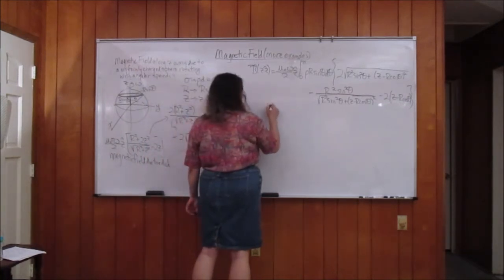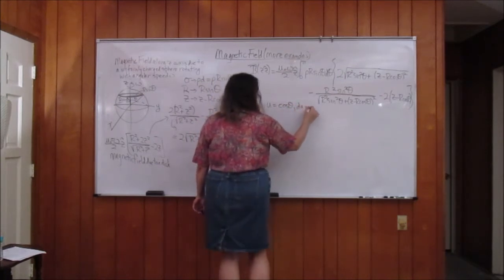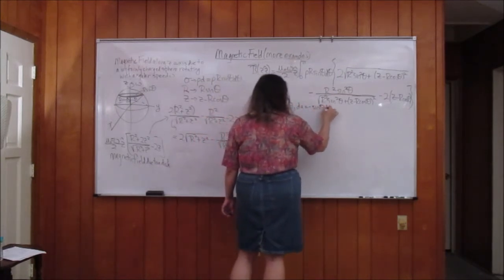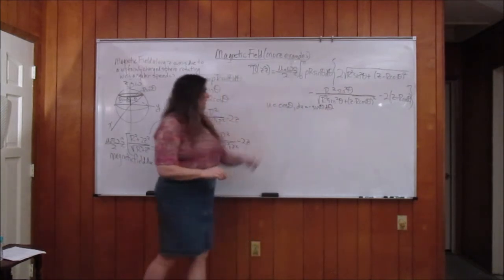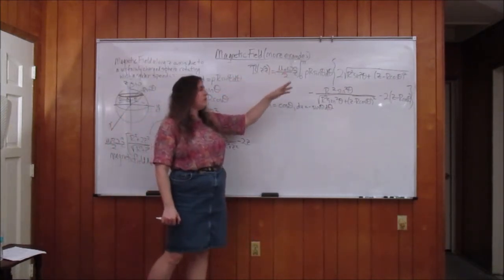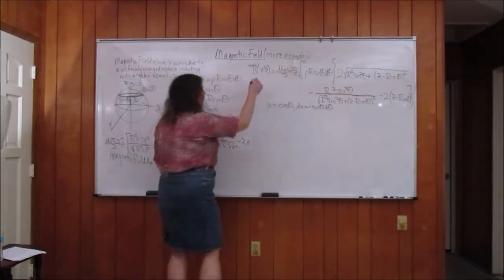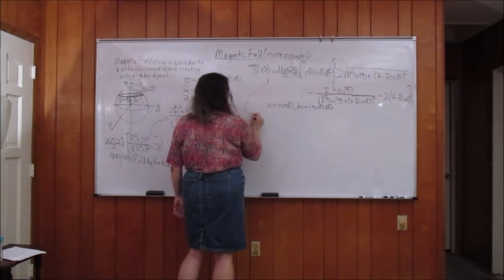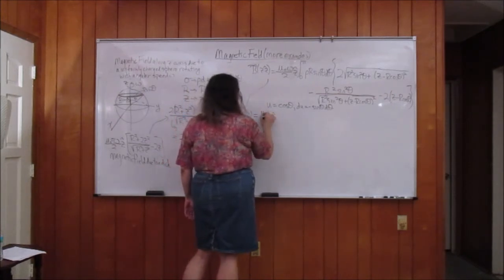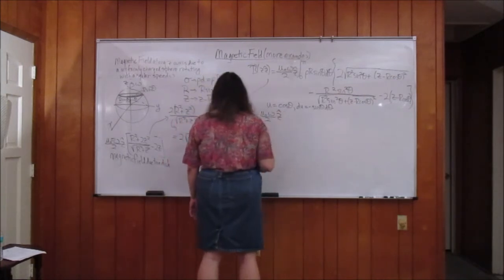Let's say we write u is equal to cosine theta, du is equal to minus sine theta d theta. That'll have the effect of changing the limits of integration from 0 to pi to 1 to minus 1. But we've got this minus sign, so we can flip that back around. And this is equal to mu naught omega over 2, z direction.